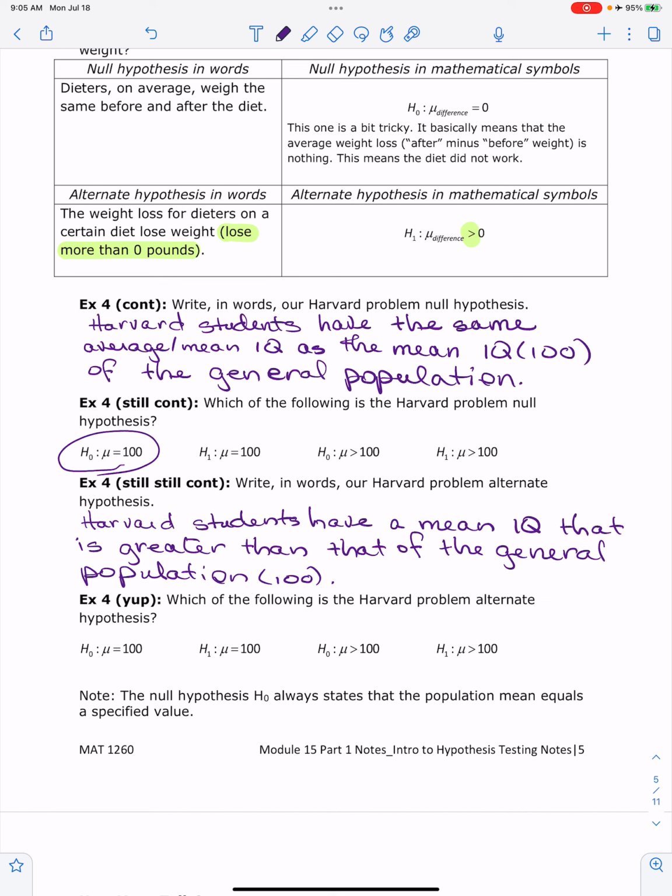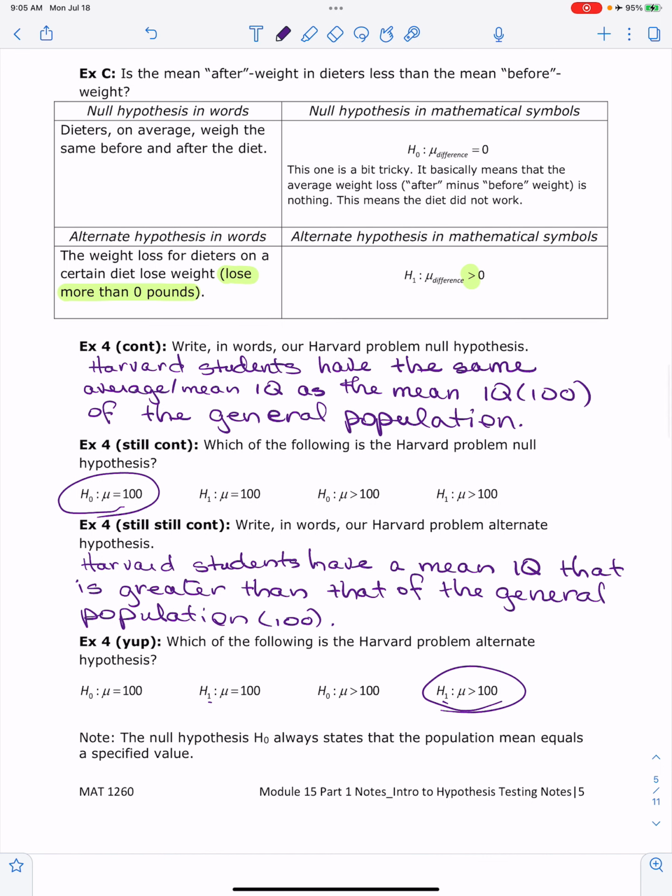So this is example 4 still. Which of the following is the Harvard population alternate hypothesis? Again, we're looking for that sub 1 or sub A. And I want to know whether the Harvard students actually have a mean IQ that is greater than 100. So here is my alternate hypothesis.